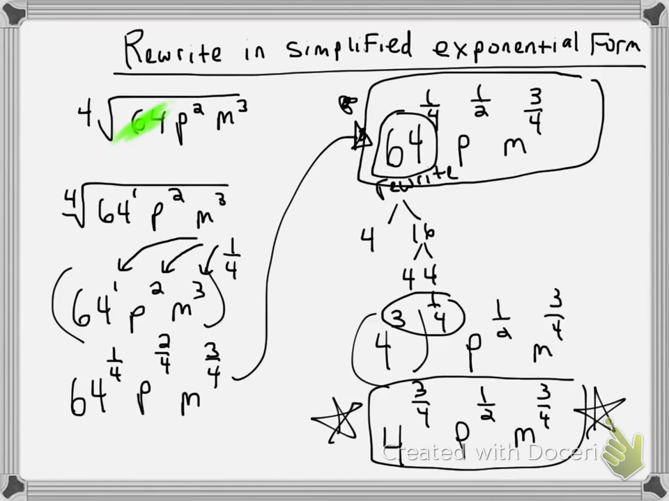So that's just one way how you rewrite in simplified exponential form. Just make sure that you rewrite the root. Make sure that every exponent ends up getting multiplied by that root, that rational exponent, and then try to simplify your exponents as much as possible.